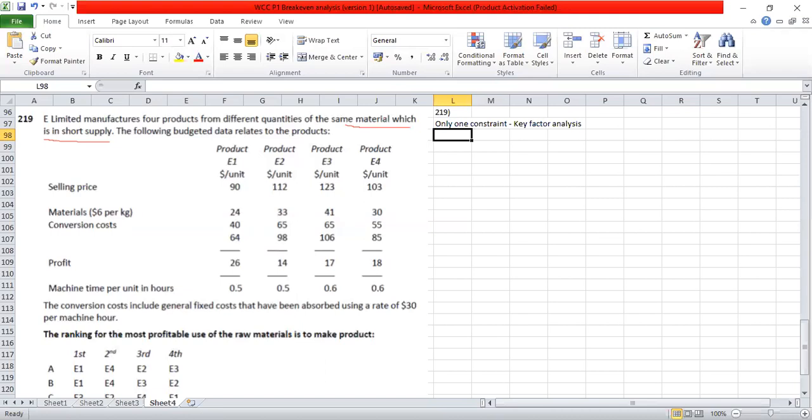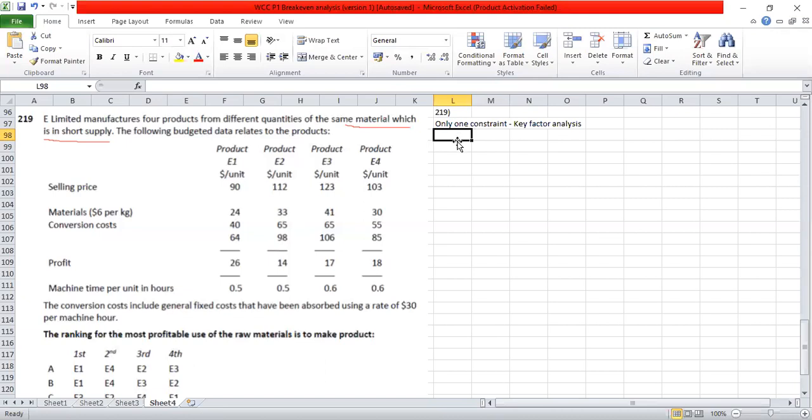The conversion cost is not completely fixed. It includes a fixed cost. And that fixed cost is calculated at the rate of 30 per machine hour. How many machine hours are there? 0.5, 0.5, 0.6, 0.6. So 0.5 into 30, when it is calculated, it will come out to be as 15. 15 if it is deducted from 40, the rest will be variable cost.